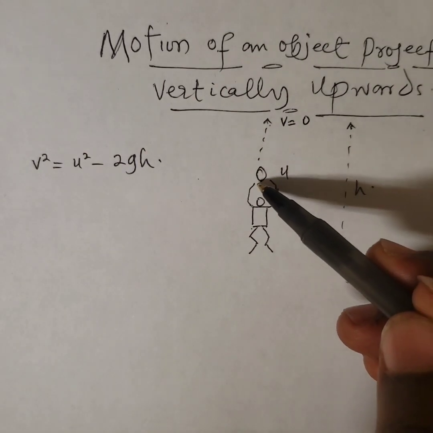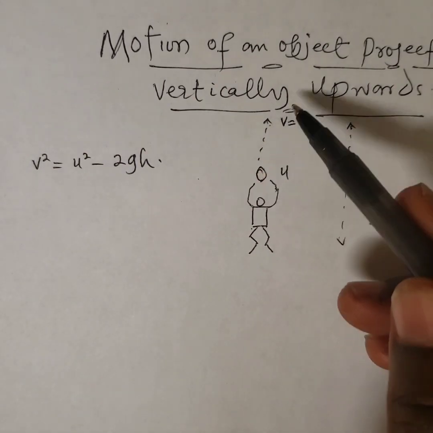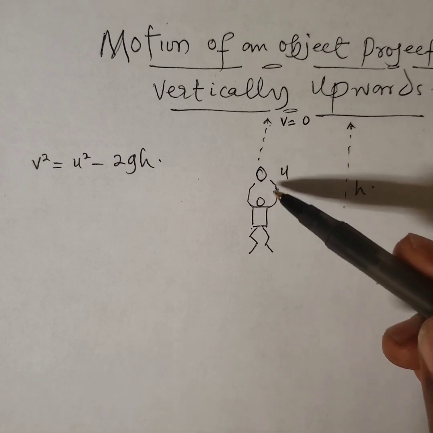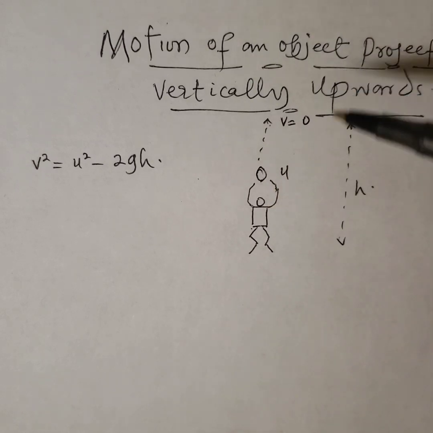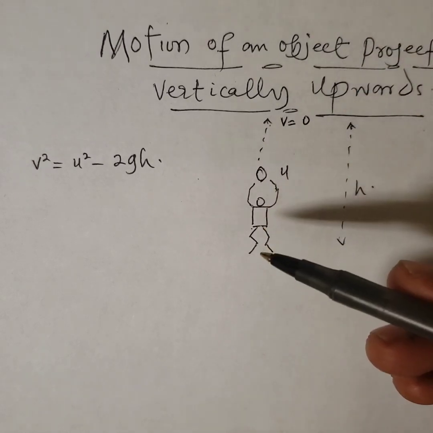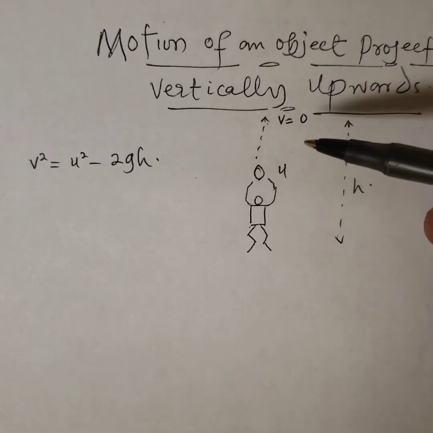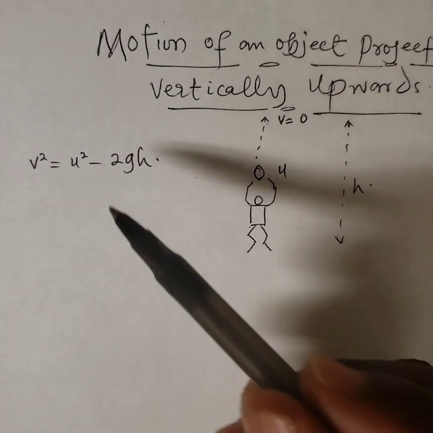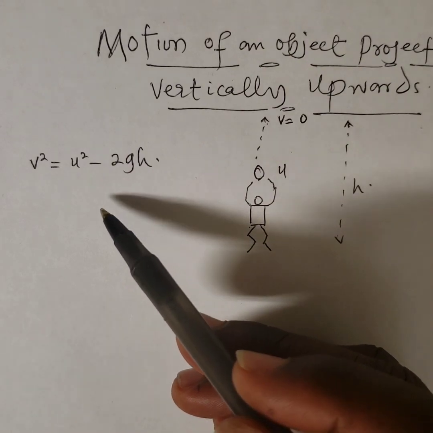Also, the reason is because this stone is going against gravity. Gravity tends to pull objects downward. Now this object is going upward, so it's opposing gravity, and because of that opposition, we denote it by taking it as negative.